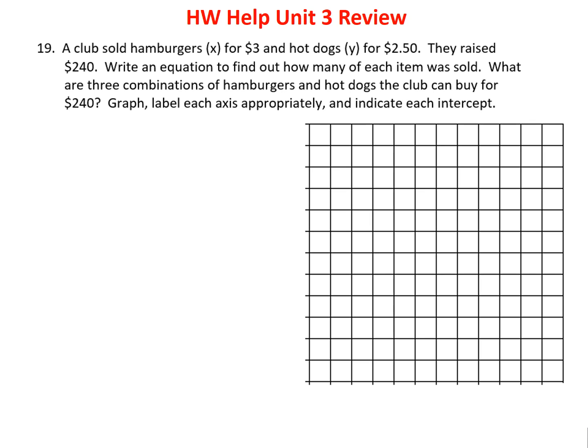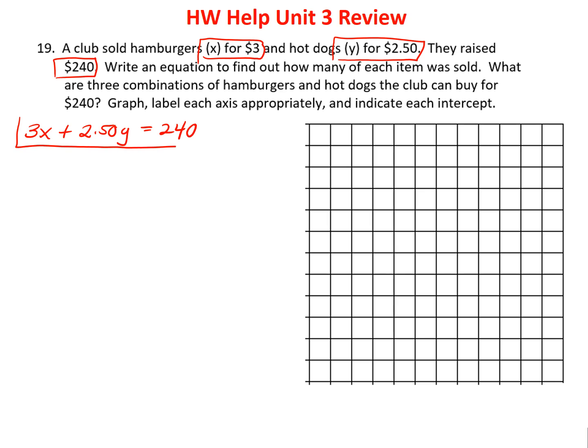So first of all, it says a club sold hamburgers X for $3 and hot dogs Y for $2.50, and they raised $2.40. So first thing they want us to do is write an equation. Okay, so we notice we get $3 for a hamburger, so that's going to be 3 times X. If I sell 2 hamburgers, I get $6, 3 I get 9, etc. I get $2.50 for the hot dogs, so that's plus $2.50 times Y, and it added up to $2.40. So that's my equation.